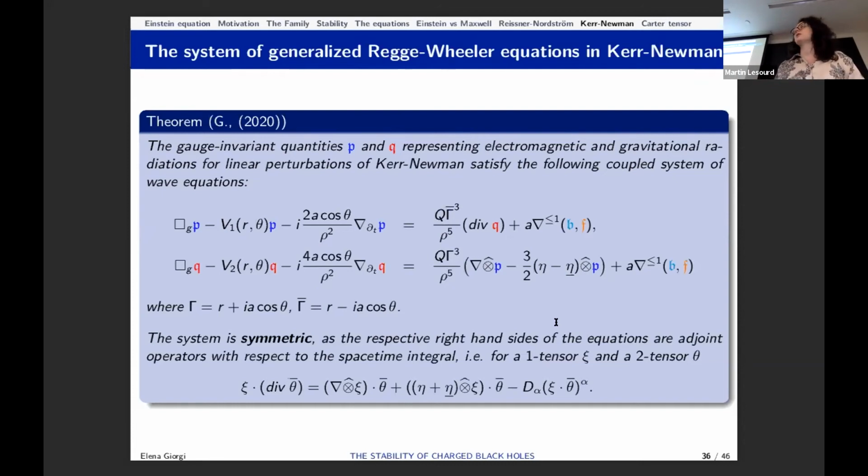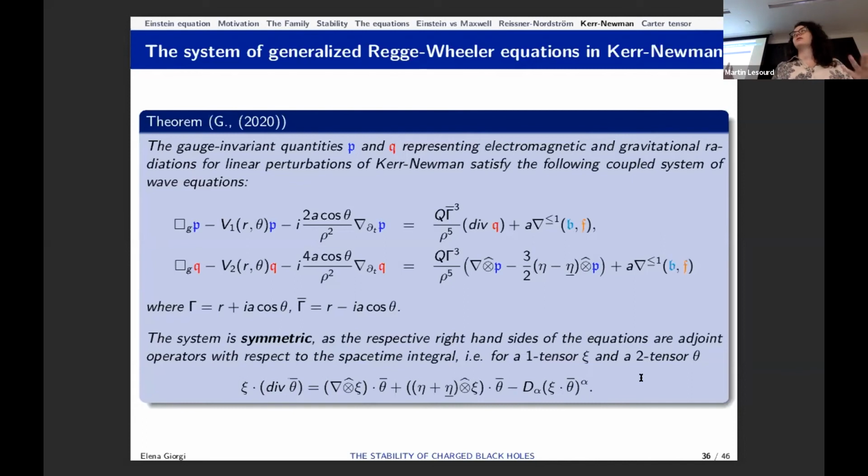Now, symmetric with respect to what? There is no integration on the sphere anymore, because remember, there's no sphere anymore. So we cannot say that those are adjoint operators on the sphere. But this system is symmetric with respect to integration in space-time, as a space-time integral. So this divergence and this angular derivative are now combined with this lower order term involving eta and eta bar. They are now adjoint operators with respect to a space-time divergence.